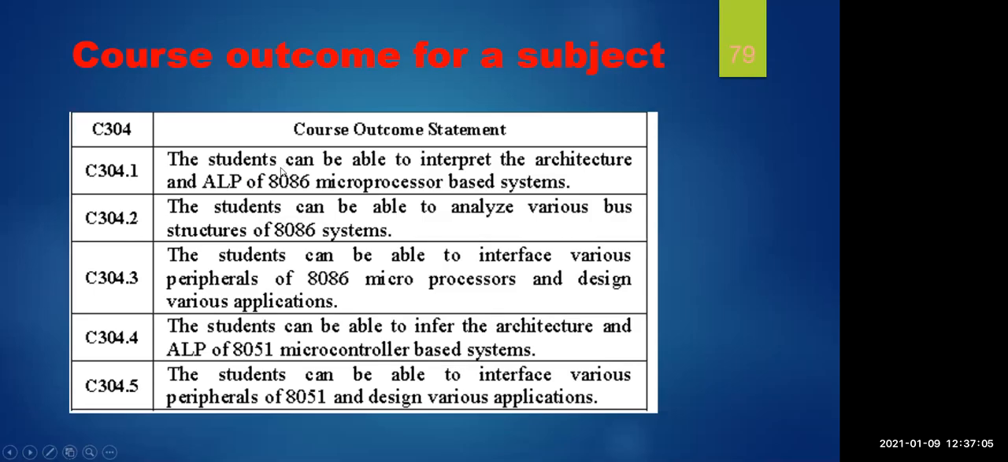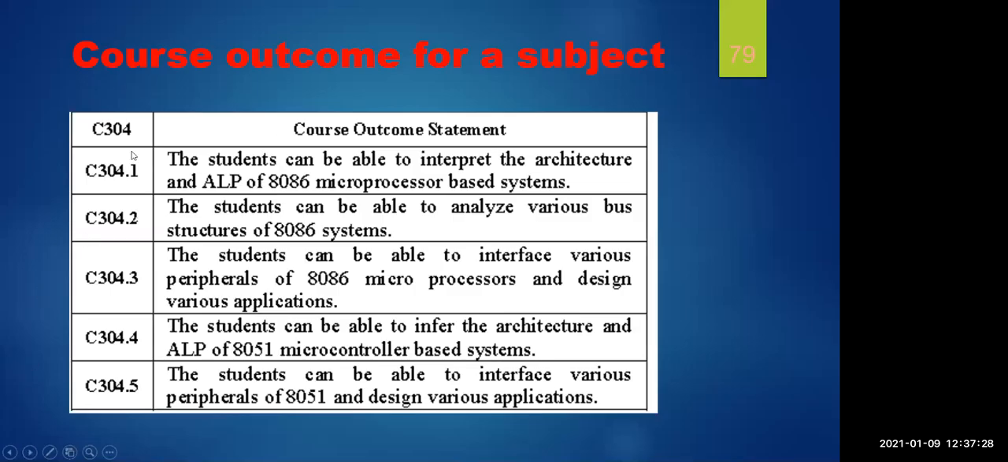If it is a microprocessor subject, students will be able to interpret architecture, analyze it, and interfacing circuits, and all that microprocessor students will be studying. This will be the course outcome. So it may be 5 or 6. Based on that only, we set the questions in unit 1, unit 2. Now it has changed to course outcome 1, 2, 3, 4 like that. And which course outcome we are asking the question from.